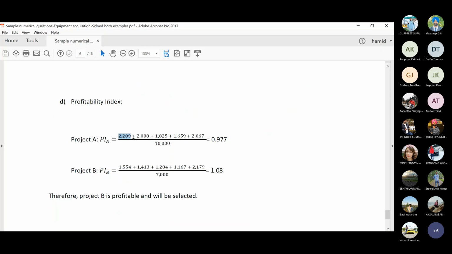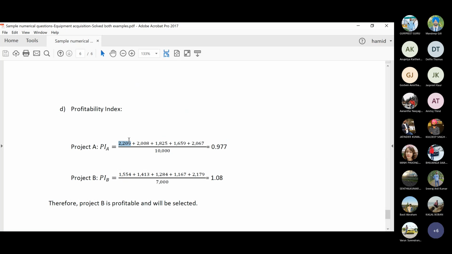So for project A, I need to consider the economic value after the time value of each income at the end of each year. So at the end of year 1, this is the value of my income, at the end of year 2, year 3, year 4, and year 5, divided by initial investment. So profitability index will be 0.97, and the profitability index of project B, something similar, the value will be 1.08.